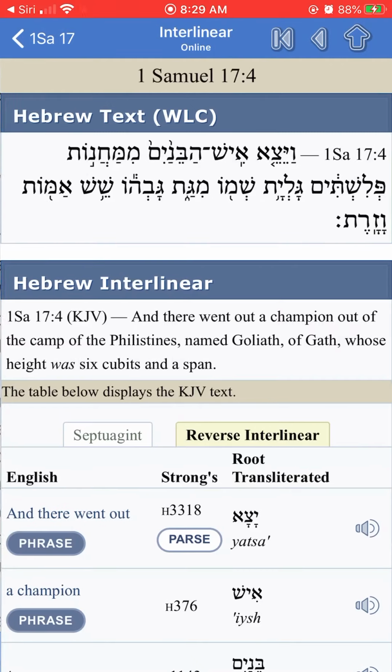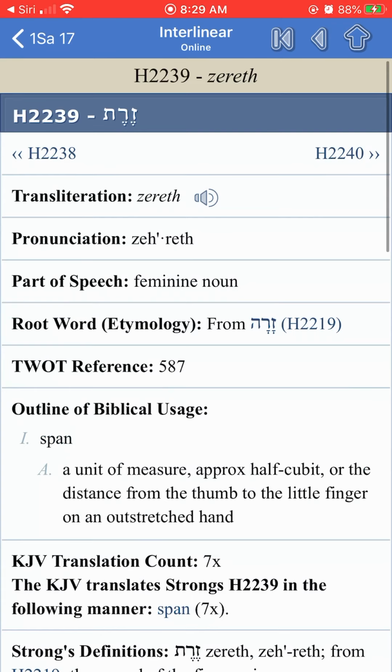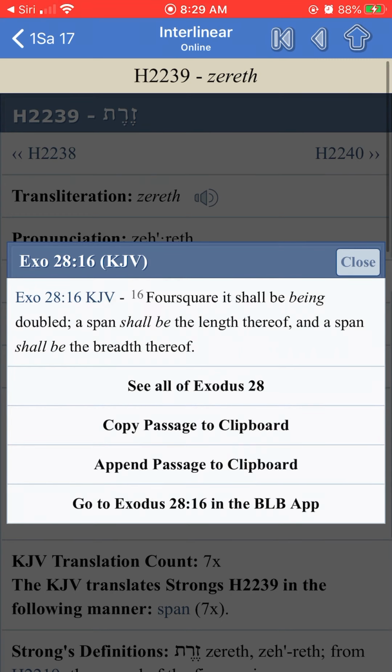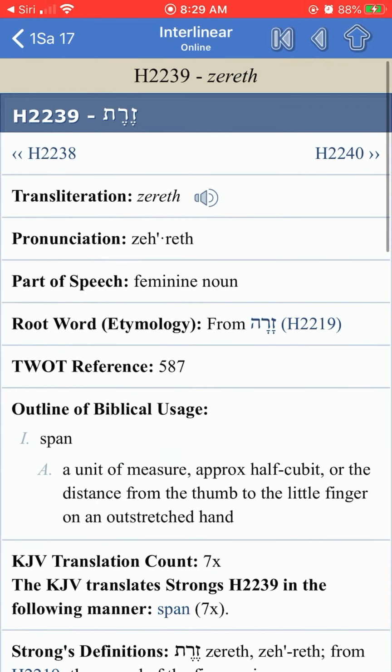Now, let's see what a span means. Strong's H2239, zereth: span, a unit of measure, approximately half a cubit, or the distance of the thumb to the little finger on an outstretched hand. So it would be half a cubit.